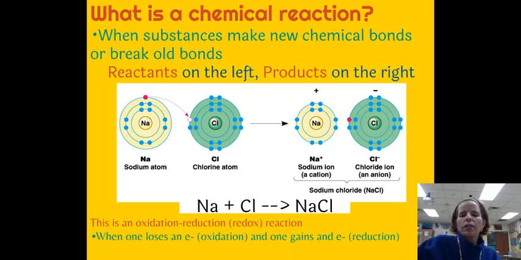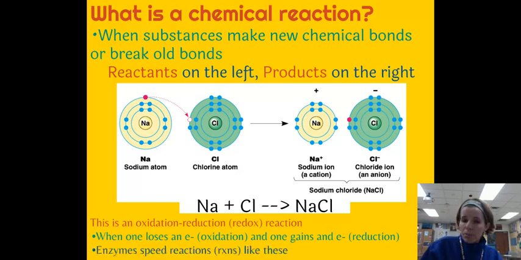This particular reaction is called a redox reaction. When one atom loses an electron and one atom gains an electron, it's called oxidation reduction. Why do we mention that here? Because the whole purpose of enzymes is to speed reactions, and this is one example of a reaction that an enzyme might be able to speed up.